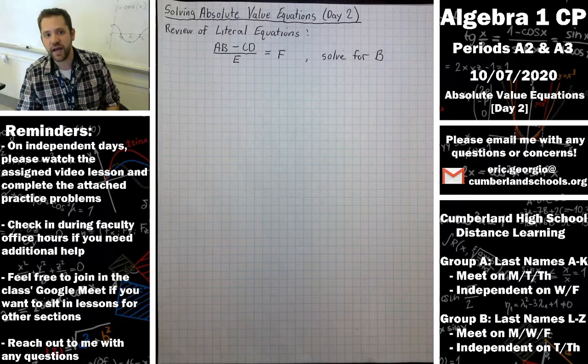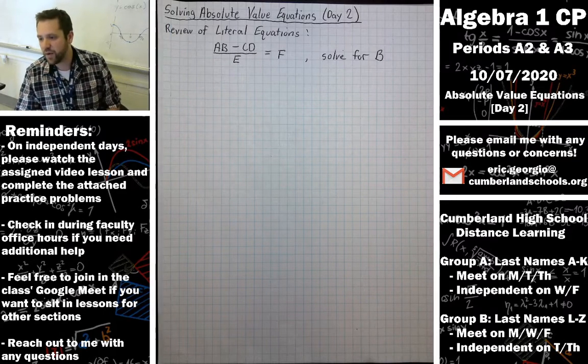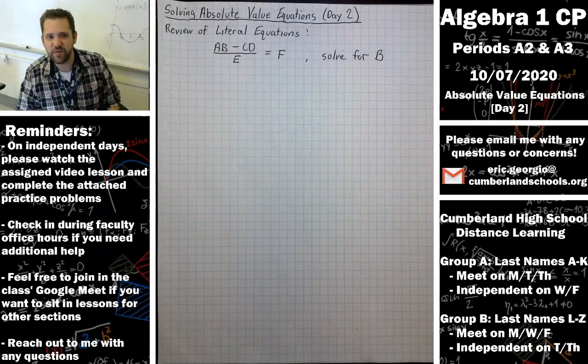But before we get into that, I first want to talk a little bit more about literal equations and show you one more example of a literal equation. We'll have tomorrow and Friday to practice this more as well, but I know doing one problem every day will help iron out some of those misconceptions.